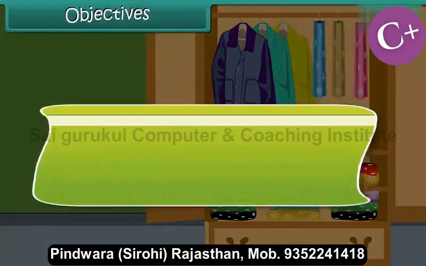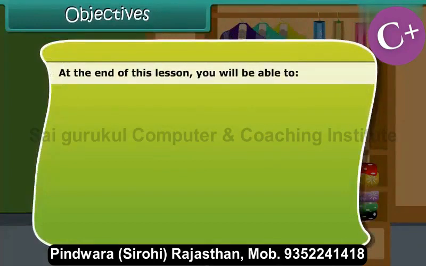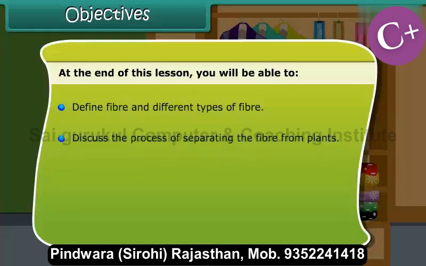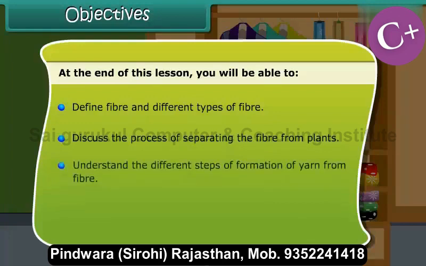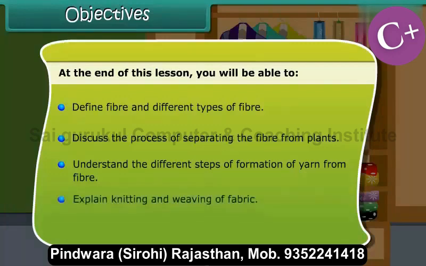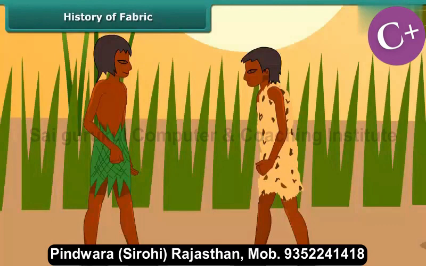Objectives. At the end of this lesson, you will be able to define fiber and different types of fiber, discuss the process of separating the fiber from plants, understand the different steps of formation of yarn from fiber, and explain knitting and weaving of fabric.